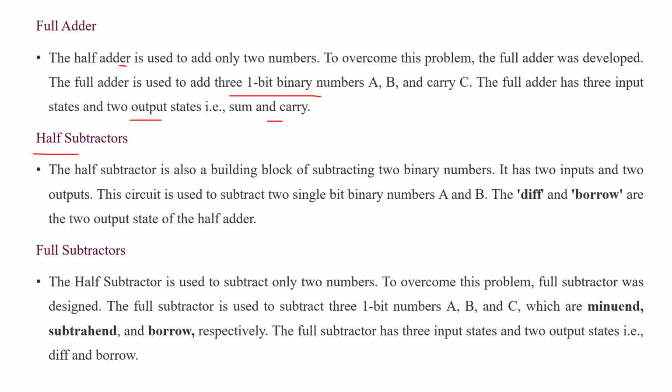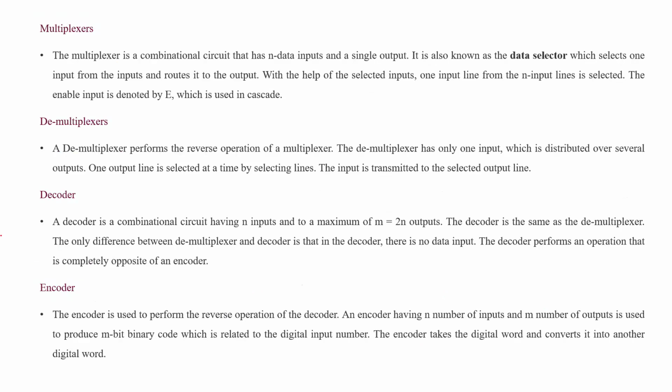What is a half subtractor? The same thing as the half adder. The half subtractor is the building block for subtracting two binary numbers. It won't allow three numbers, so it gives difference and borrow only. For that purpose we go for the full subtractor. Again, the half subtractor is used to subtract only two numbers. To overcome this problem, the full subtractor was designed. The full subtractor is used to subtract three one-bit numbers A, B, and C, which are minuend, subtrahend, and borrow.